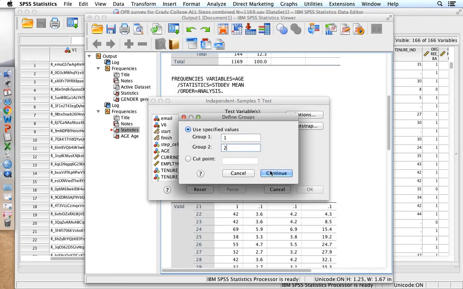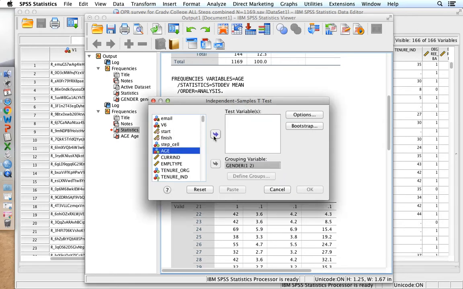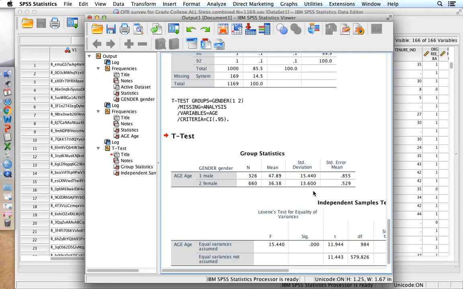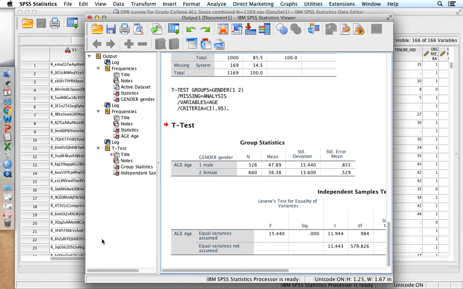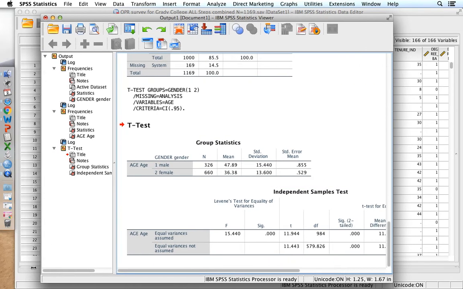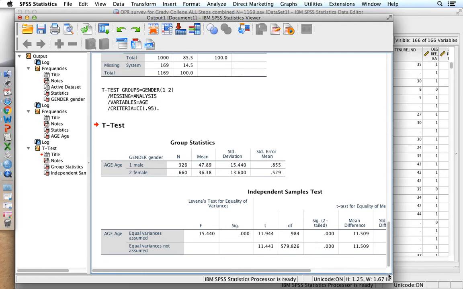My gender is set up as 1s and 2s. Then I take some kind of an ordered variable, be it ordinal, interval, or ratio, some kind of a higher level variable, and I put it in my test variable. This will tell me if men in this response set seem to have more age or less age than women.